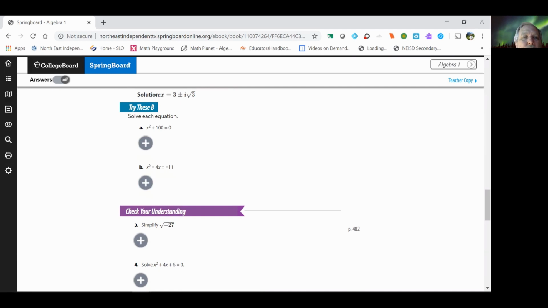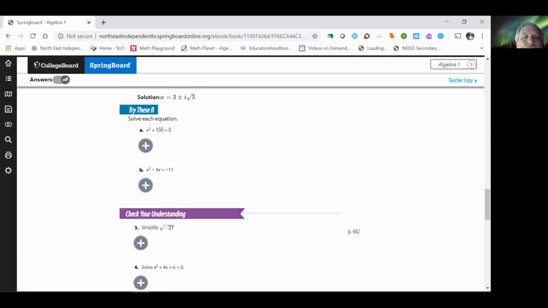So this one here, we can use the square root method. We're going to look at this and say, well, that's going to be x squared plus 100 equals 0. So I'm going to get the x squared by itself. So it'll be x squared, subtract 100 from both sides, and it's equal to negative 100.